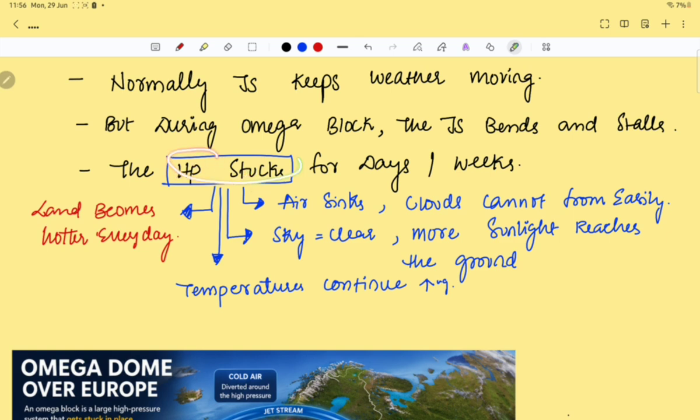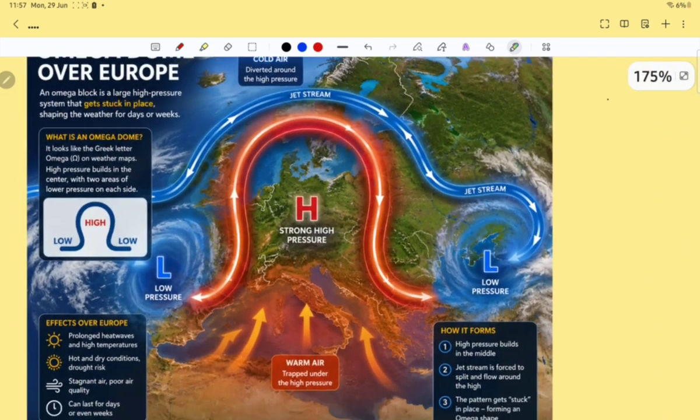Due to the high pressure stuck there, air sinks and clouds cannot form easily, so the sky looks clear. Because the sky is clear, more sunlight reaches the ground, which leads to more heating of the ground. So the temperature continues to rise even further. Then the land becomes hotter every day. So this is the omega effect. You can see the image here.